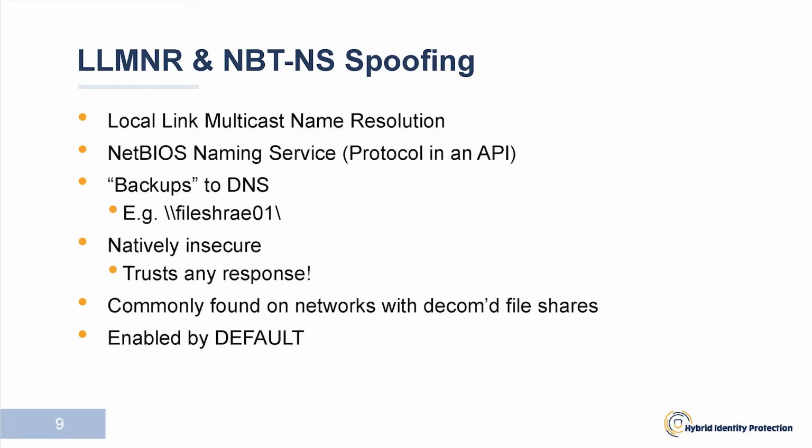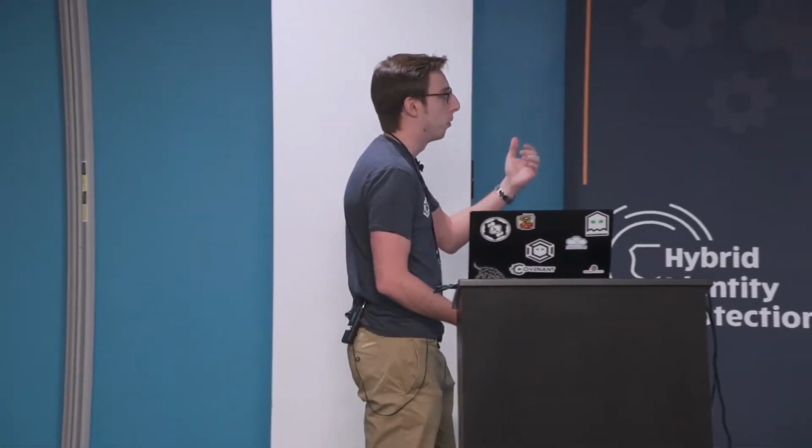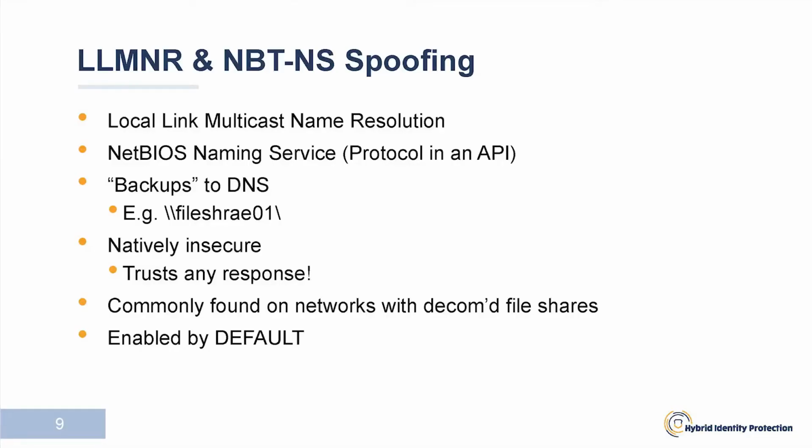LLMNR stands for Local Link Multicast Name Resolution. It's a mouthful. NetBIOS, or NBT-NS, stands for NetBIOS Name Service. It is a protocol and an API, with NetBIOS being the API. These are quote-unquote backups to DNS, not alternatives, but backups. So if DNS were to fail, it could resolve names via NetBIOS or LLMNR. It is natively an insecure protocol because it trusts any response as authentic. And I'm going to show you what that looks like.